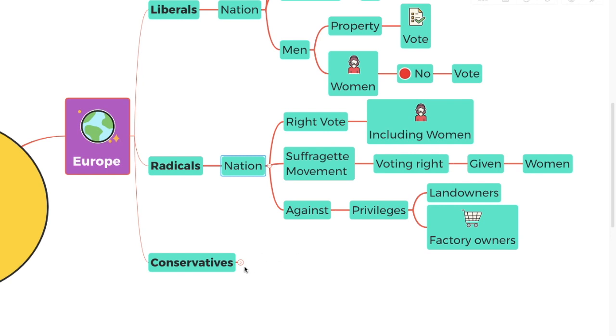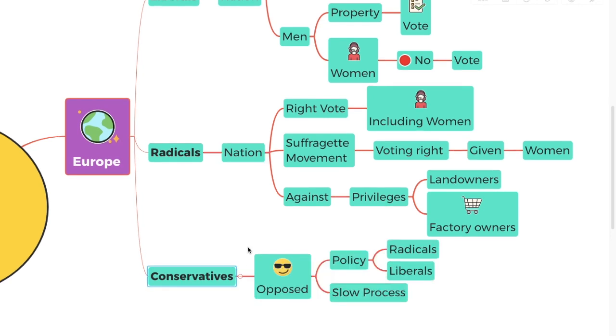Who were the conservatives? Conservatives were basically people who wanted to oppose policies made by radicals and liberals. They believed in a slow process. Why is that? Because their thinking was that the past had to be respected and change had to be brought about through a slow process.